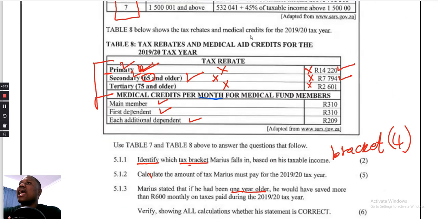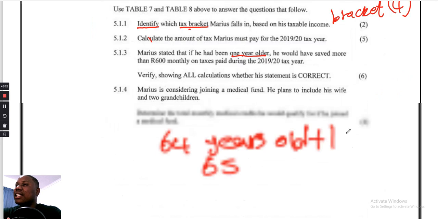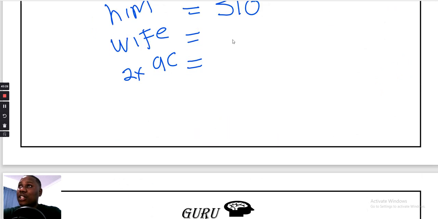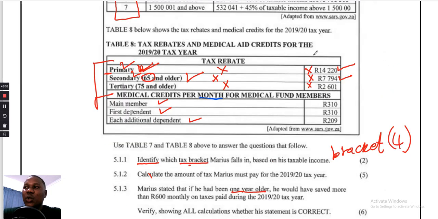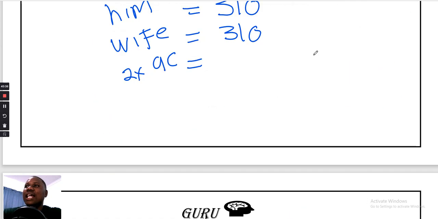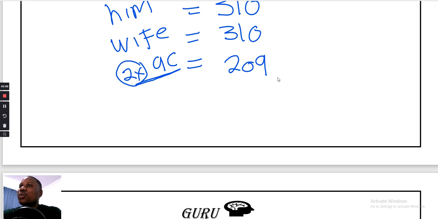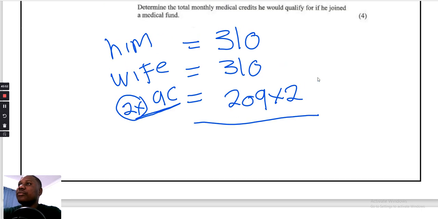And then the first dependent is 310, that is going to be the wife, so it's going to be 310. And then additional members, he is now going to contribute 209. That means, remember, the 209 is for one member. And then how many grandchildren are coming? They are 2. Therefore, we're going to multiply this by 2. If we multiply that by 2, it's going to be 209 multiplied by 2, which is 418.